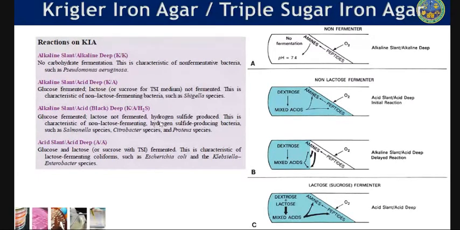So to summarize the color reactions: for K over K, the whole tube should be red. For K over A, red over yellow. The second variant is red over yellow with black precipitate. And the last one is yellow over yellow. So those are the different reactions under your TSIA or TSI reactions.